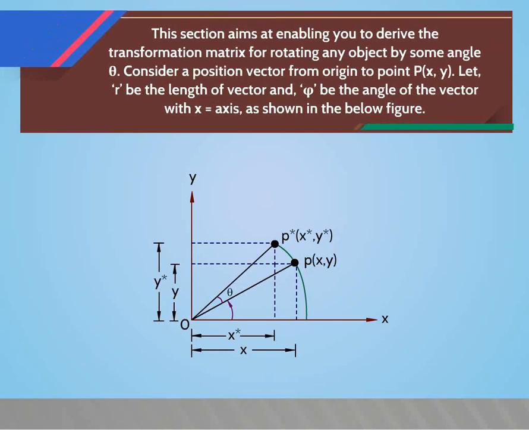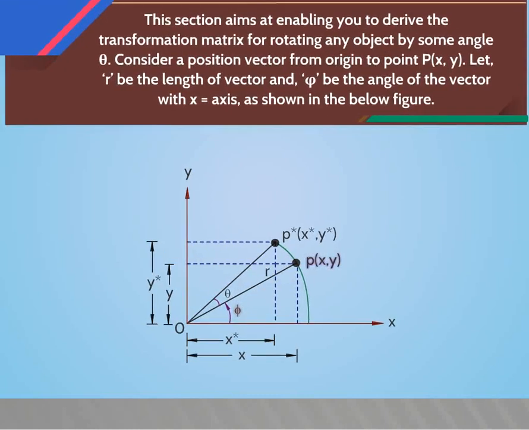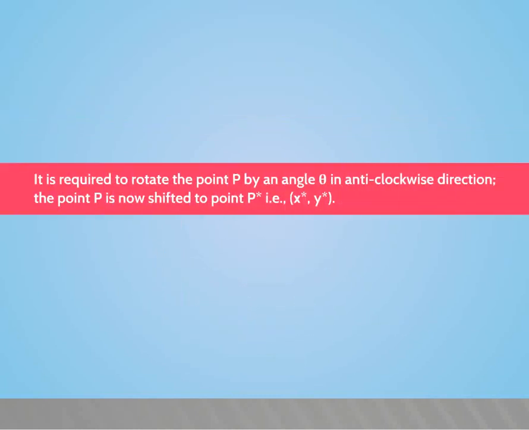This section aims at enabling you to derive the transformation matrix for rotating any object by some angle theta. Consider a position vector from origin to point P of xy. Let r be the length of the vector and phi be the angle of the vector with the x-axis, as shown in the figure below. It is required to rotate the point P by an angle theta in the anti-clockwise direction. The point P is now shifted to point P asterisk, that is x asterisk, y asterisk.